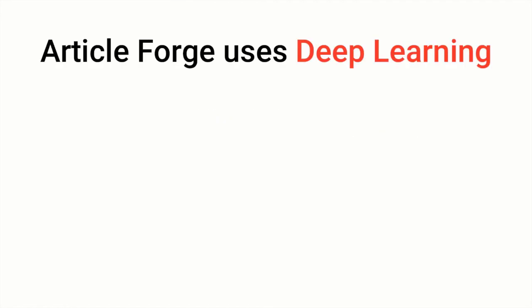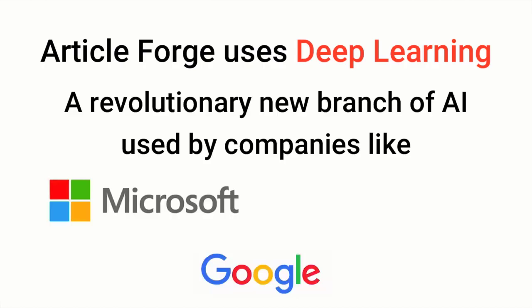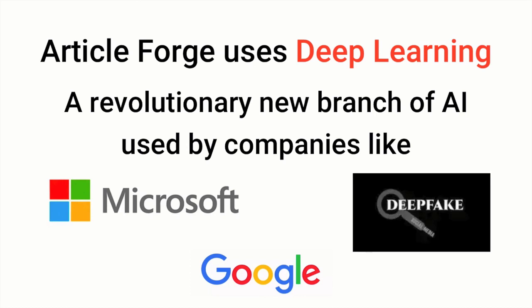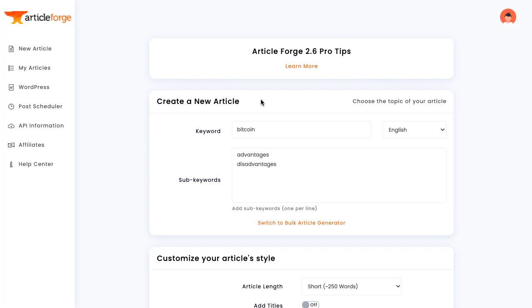That's because it uses deep learning, a revolutionary new branch of artificial intelligence used by companies like Microsoft and Google, and even used for things like deepfakes. But right now, I think the thing you care about most is, what does this deep learning content actually look like? So I'm going to show you a live demonstration, where you can see the content Article Forge generates and judge it for yourself. So, I'm in Article Forge right now.